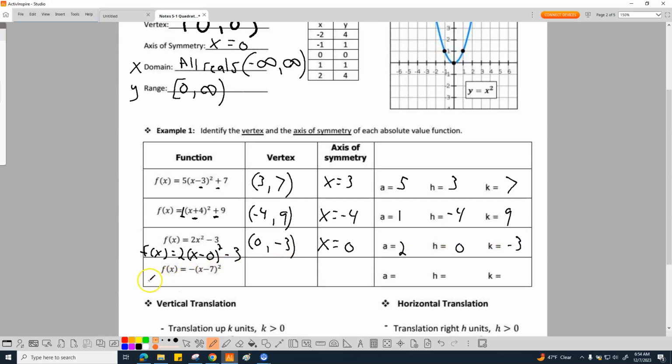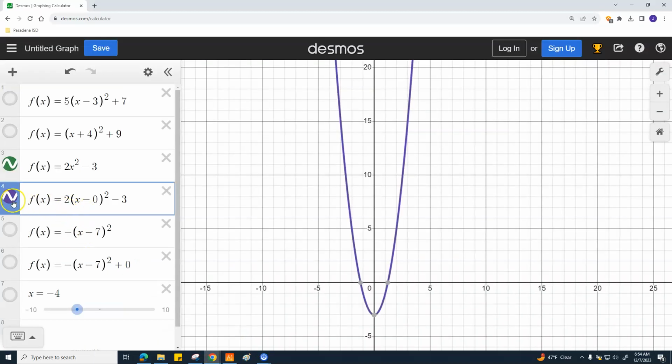This one right here, I'm going to rewrite this one for you, so you know that you can rewrite it in the current form. F of X equals -1 times X minus 7 squared plus 0. There's nothing there, so you can write it that way. So this one up here is the same as this one down here, and I'm going to show you it now, because this one's important.